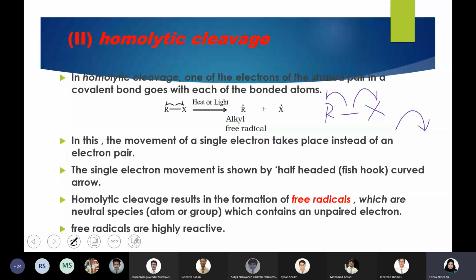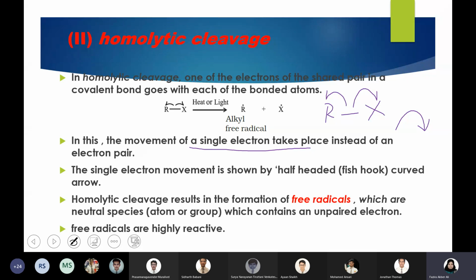But for homolytic cleavage, only a single electron moves. In the previous example, in heterolytic cleavage, the electrons as a pair were shifted to one of the atoms or fragments. But here, one electron goes to one fragment, and the other electron goes to the other fragment. It is moving like that.